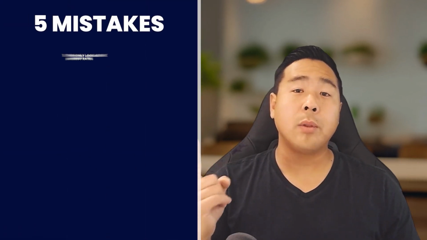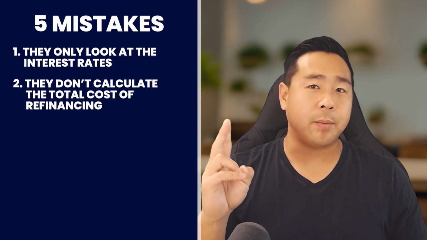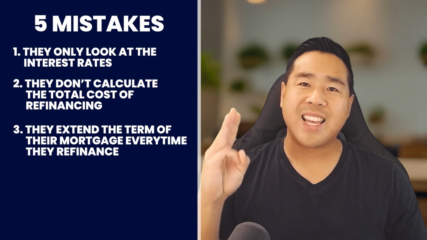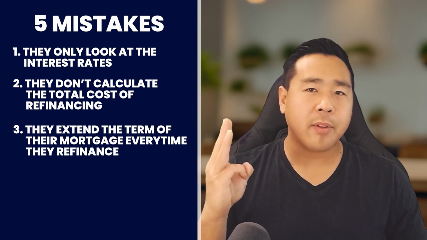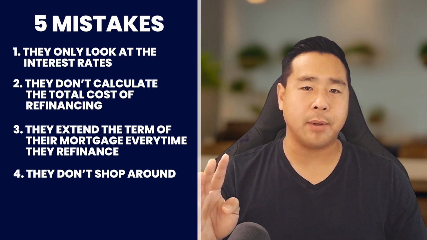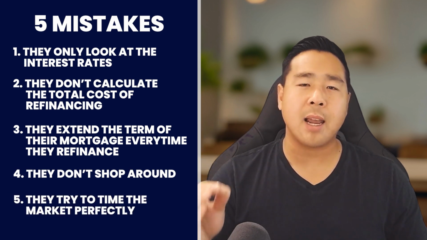Number 1, they only look at the interest rate. Number 2, they don't calculate the total cost of refinancing. Number 3, they extend the term of their mortgage every time they refinance. Number 4, they don't shop around. And number 5, trying to time the market perfectly. Now I'm going to explain why these are mistakes and how you can avoid them.